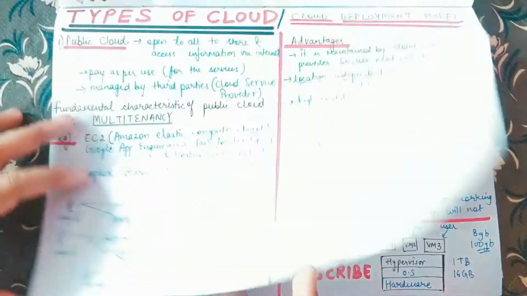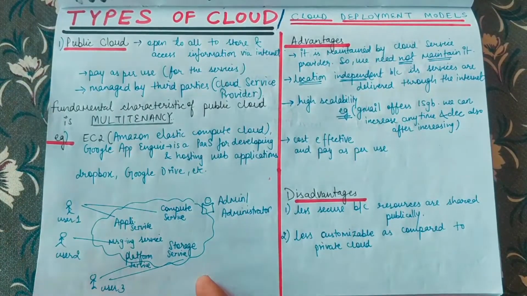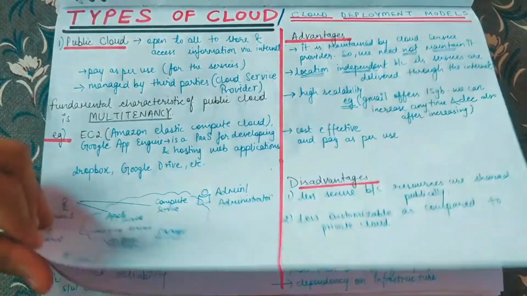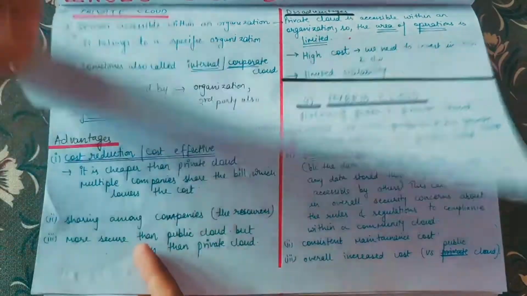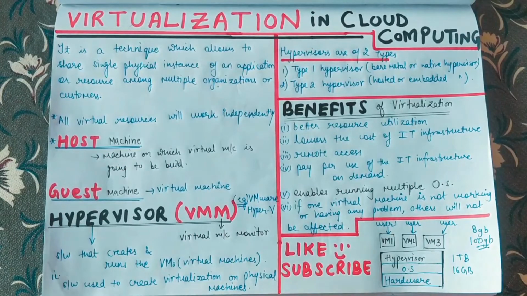And I would like to tell you that I have also uploaded a video on types of cloud. So we have discussed everything in detail. What is a public cloud with advantages and disadvantages? This is the hybrid cloud. And then afterwards, we also discussed community cloud as well, right? So link of all the videos is in the description.